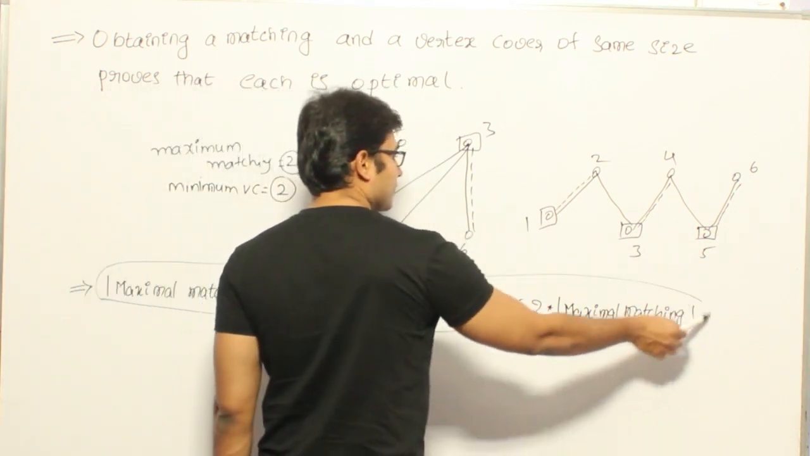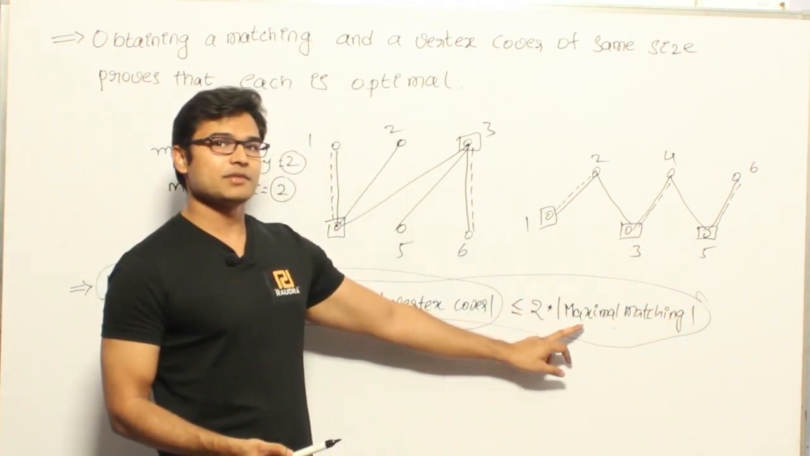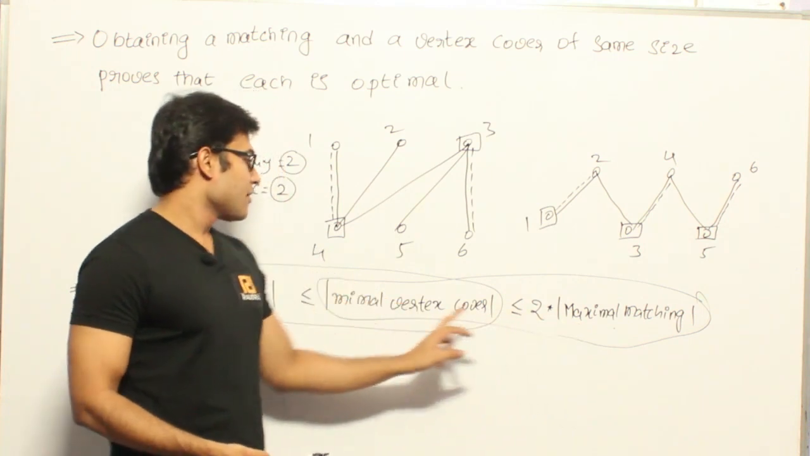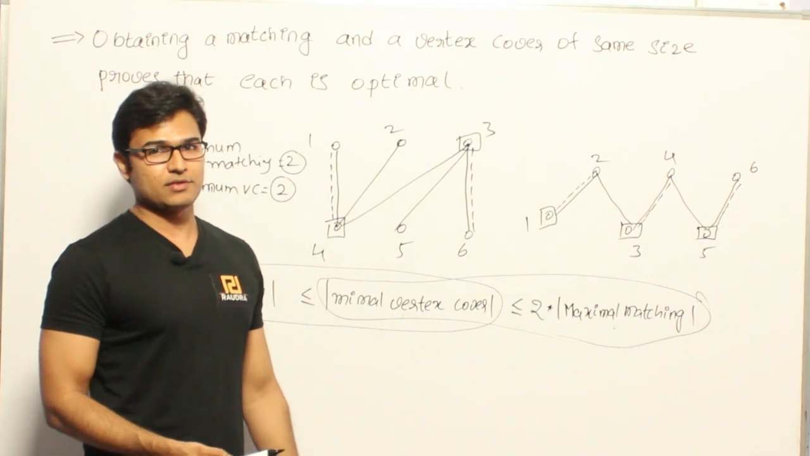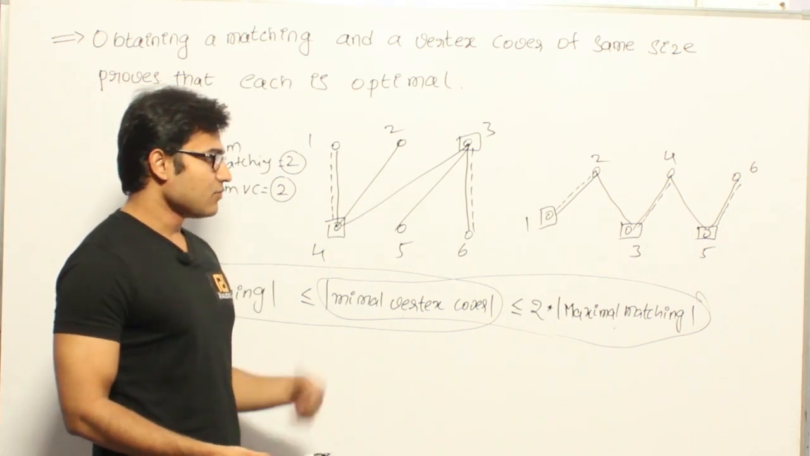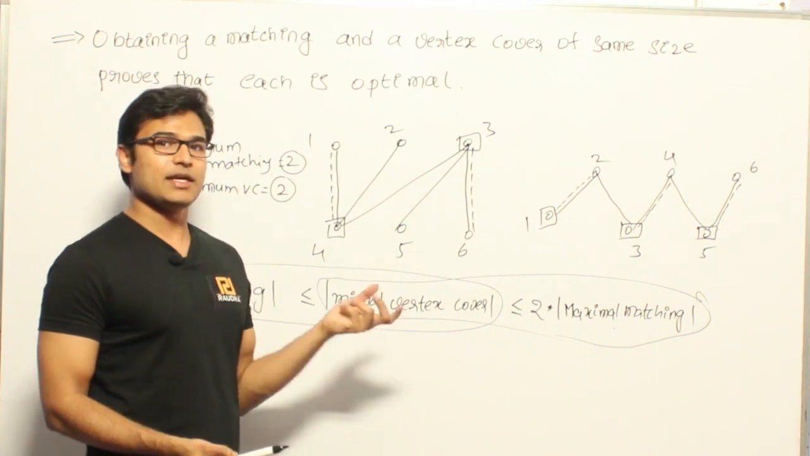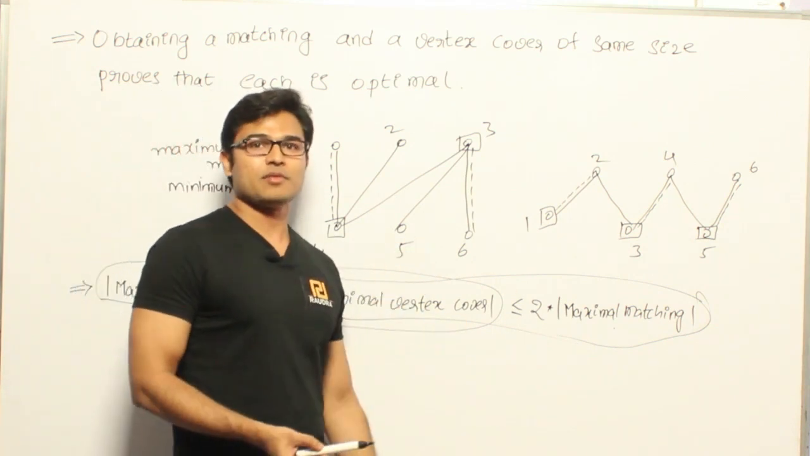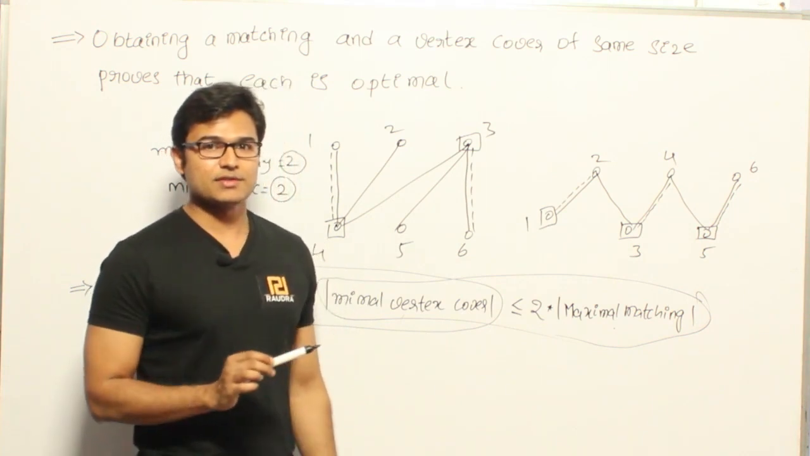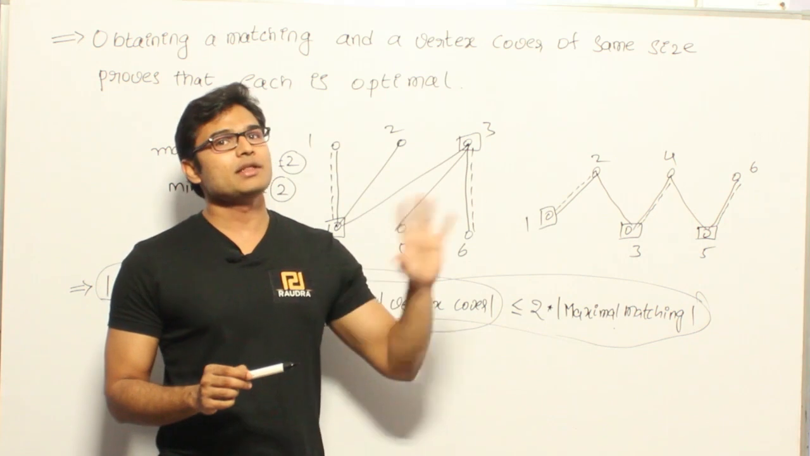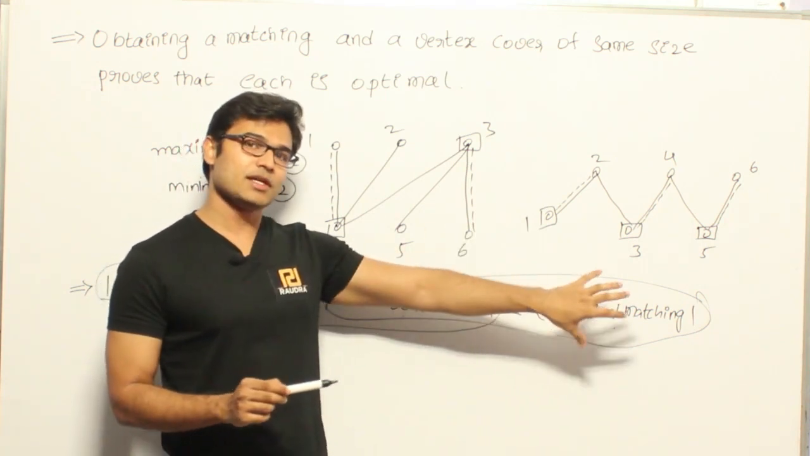Now if you take any maximal matching, then the minimal vertex cover is less than or equal to 2 times the maximal matching. So what it means is, in the worst case, you should be able to cover all the edges by taking all the vertices which are present in the matching. Try to understand this. In the worst case, you should be able to cover all the edges of the graph by taking all the vertices which are present in the matching.